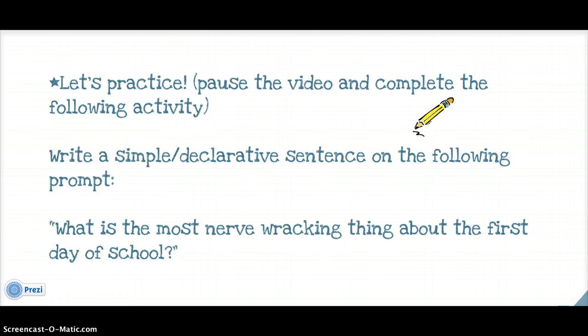Let's practice. I want you to pause the video after the instructions and complete this activity. On your note page, you want to write a simple declarative sentence on this topic. So you're not going to write the whole paragraph, just the topic sentence. What is the most nerve-wracking thing about the first day of school? What just makes you so nervous to be there? Or the most nerve-wracking thing. So pause and write that sentence down.